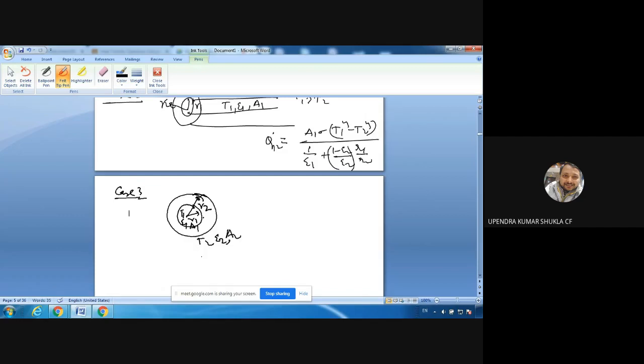Since T1 is greater than T2, there is a net heat exchange from the inner sphere to the outer sphere. What could be this Q12 value? Again, this is very easy. A1 sigma (T1 to the power 4 minus T2 to the power 4) divided by 1 upon epsilon 1 plus (1 minus epsilon 2) upon epsilon 2, times, in the case of sphere, R1 by R2 whole squared.